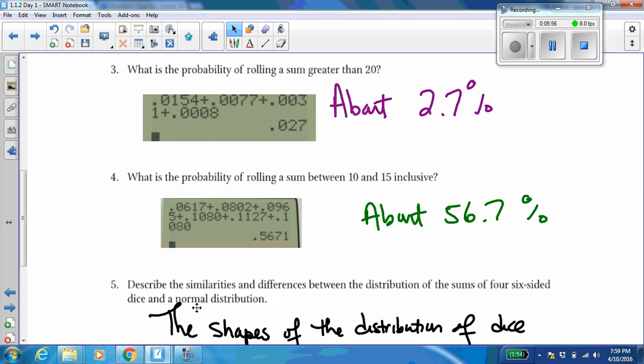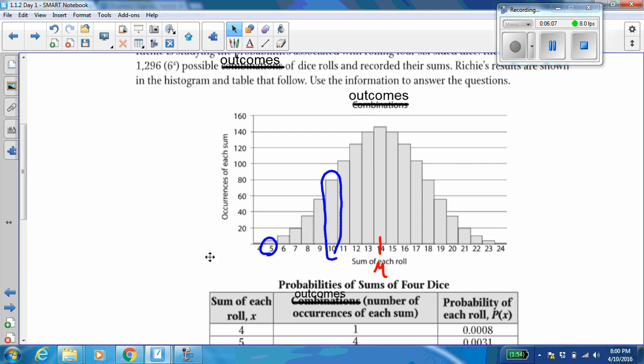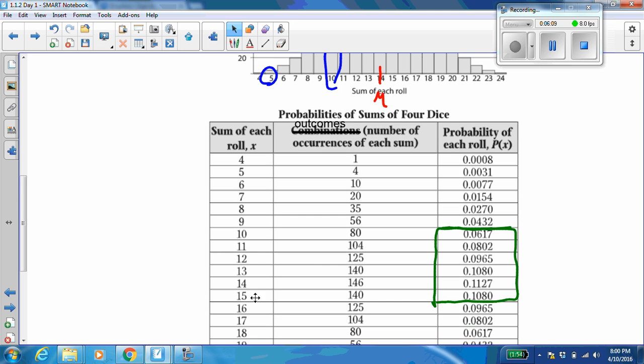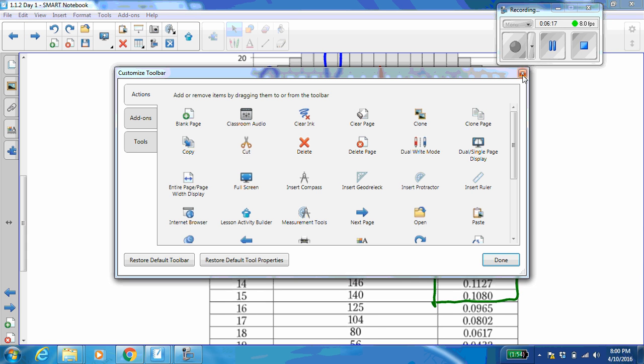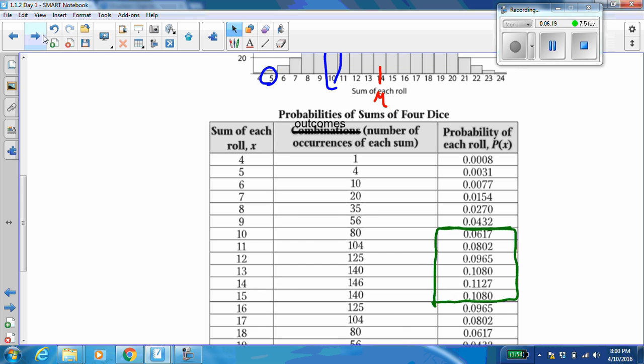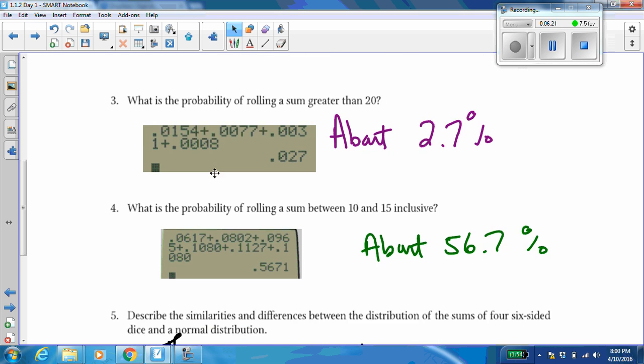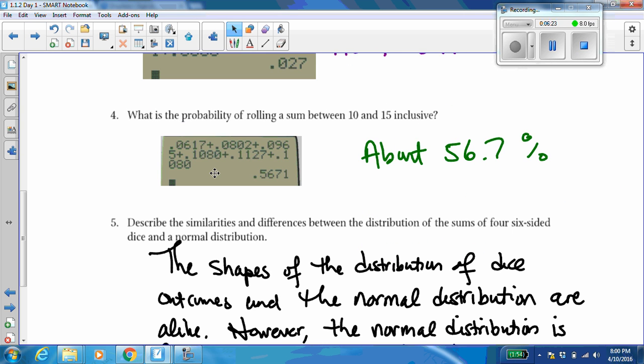What is the probability of rolling a sum between 10 and 15 inclusive? So inclusive means you include 10 and 15. So again, just go back to that chart. We should have looked at our probabilities between 10 and 15, added up all of those numbers that I have marked in green, and we end up getting about 56.7%.